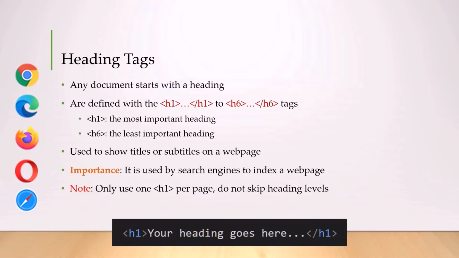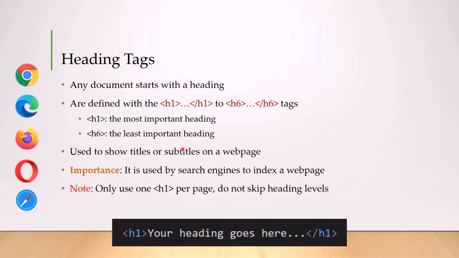We have 6 levels of headings in HTML that are defined with H1 to H6, as you see here. H1 opening and H1 closing, H6 opening and H6 closing. So we have H1, H2, H3, H4, H5 and H6. What is the difference between H1 and the other ones? H1 shows the most important heading in your web page, while the H6 shows the least important heading.